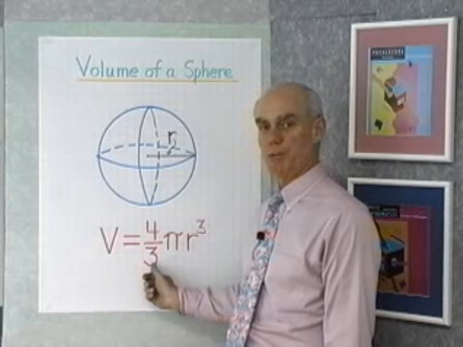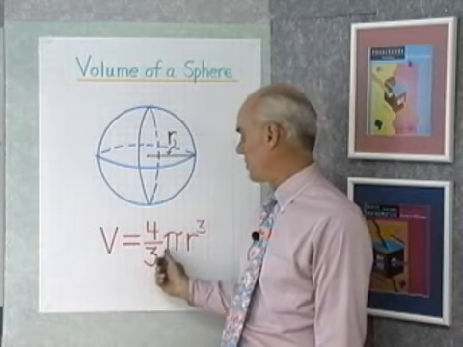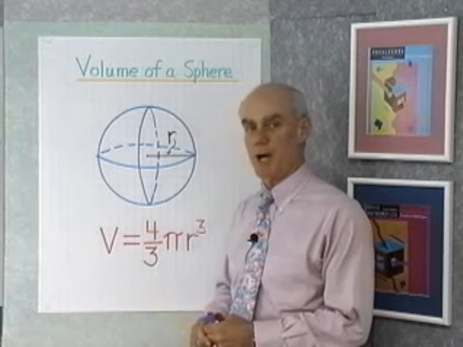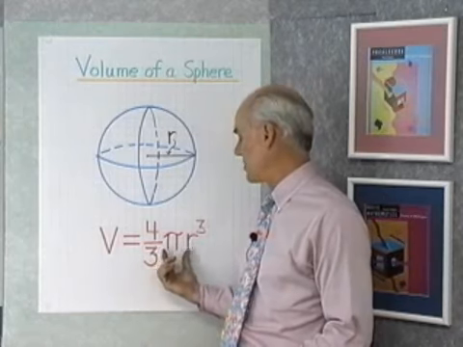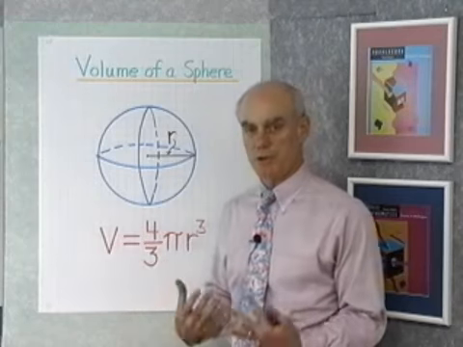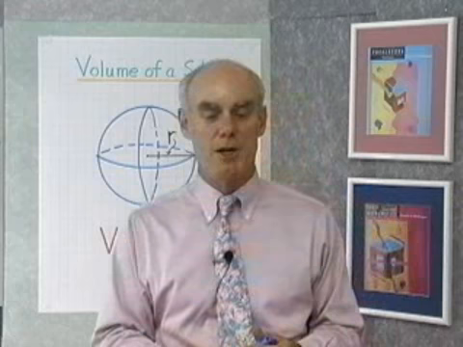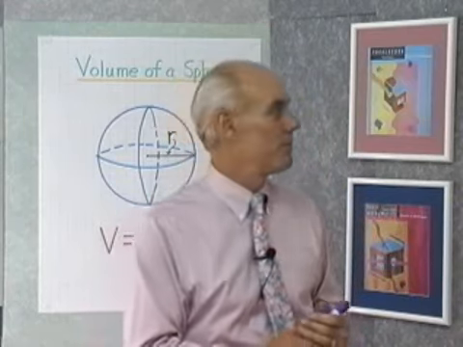Now, this formula involves both a fraction, 4/3, and a decimal. You know, we're using 3.14 as our approximation for pi. So a fraction and a decimal both in the same formula right here. So in this section, what we're going to do is work with fractions and decimals at the same time. Let's go to the board and look at our first problem.